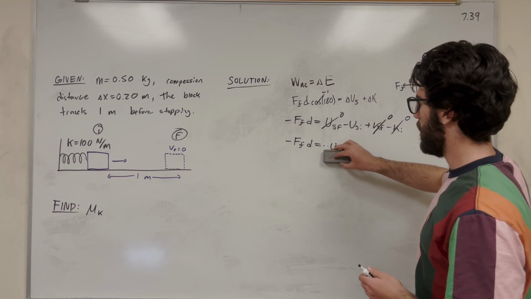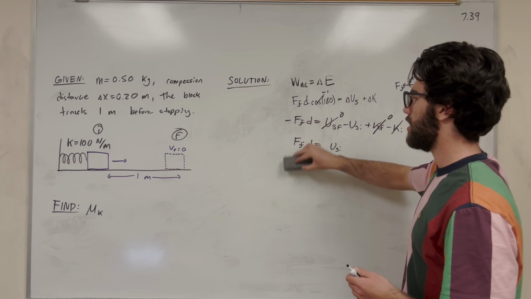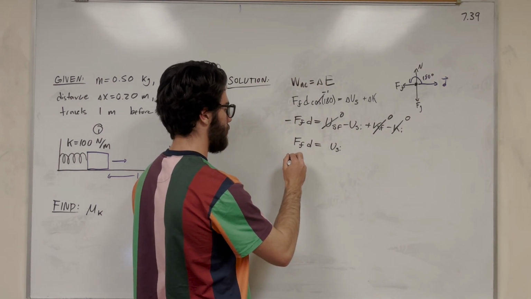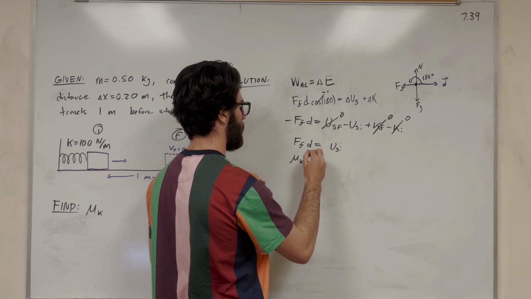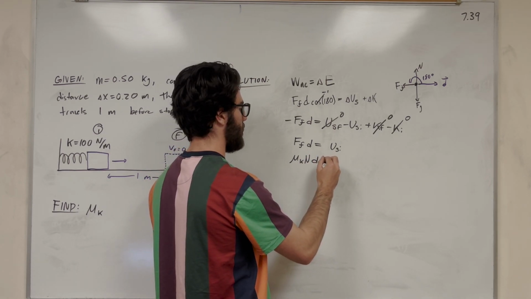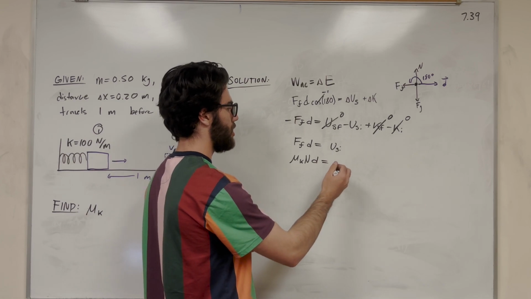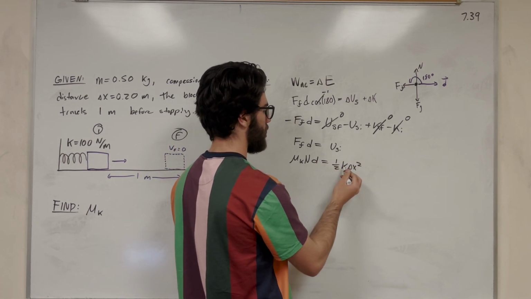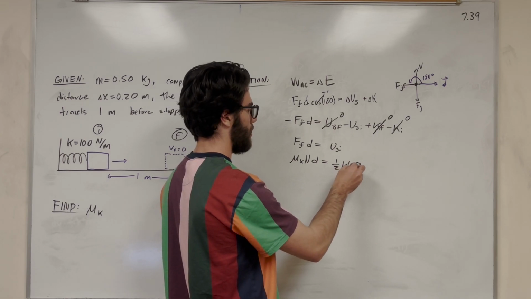All right, so here we can get rid of the negative signs, and let's expand this equation a little bit further. So force of friction, that's going to be mu sub k times normal. That's the equation for force of friction, and we're going to multiply that by distance. Then spring energy is 1/2 k delta x squared. So k is the spring constant, delta x is the compression.